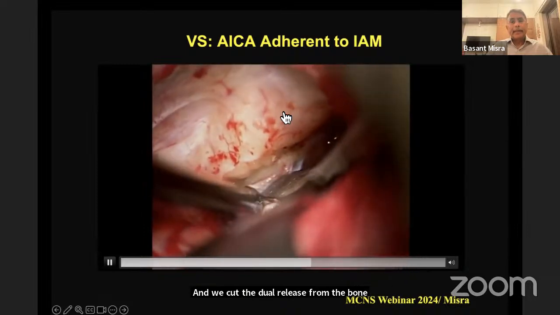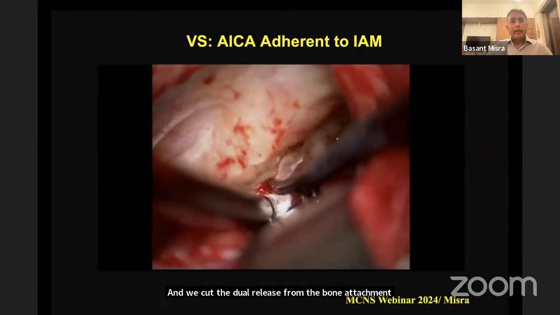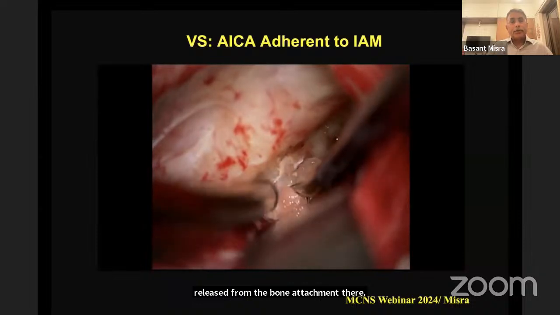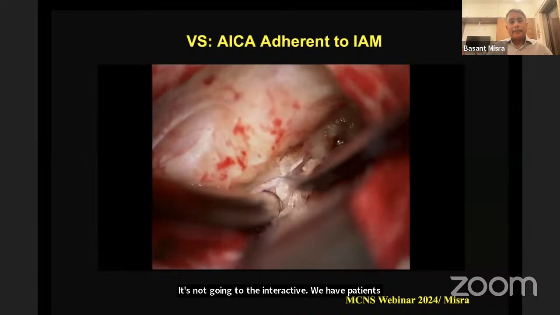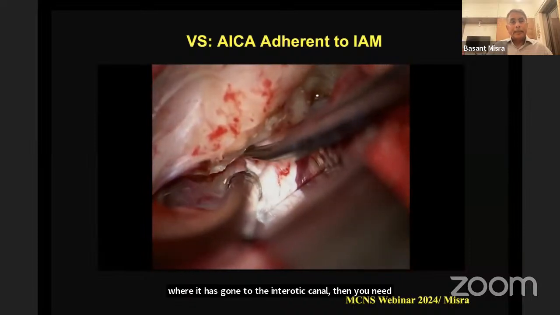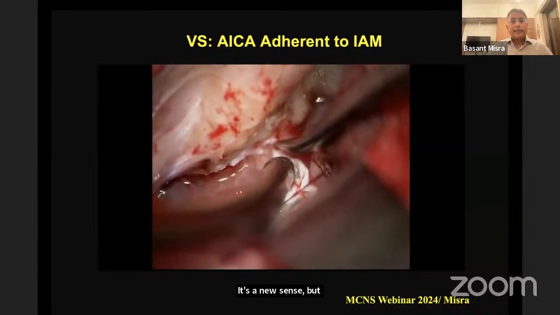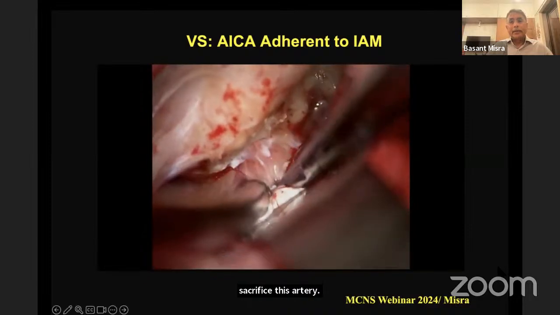And once you have done that, the vessel is released from the bone attachment there. It's not going into the intraosseous canal. We have patients where it has gone into the intraosseous canal. Then you need to drill all the way and release the artery before you start decompressing. It's a nuisance, but it has to be done. You can't sacrifice this artery. That's critical. So now we have released that artery, and now you can go and take care of the tumor.